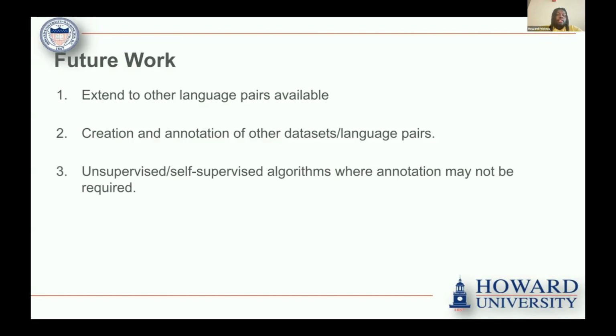Also, unsupervised slash self-supervised algorithms where annotation may not be required. And so what that is, is just gathering code switch data sets and then having them cluster based off a similarity between the text, and then go from there. And so we wouldn't have as much of a problem with having to label all the data sets if we go with more of an unsupervised approach to the data sets or even future data sets.